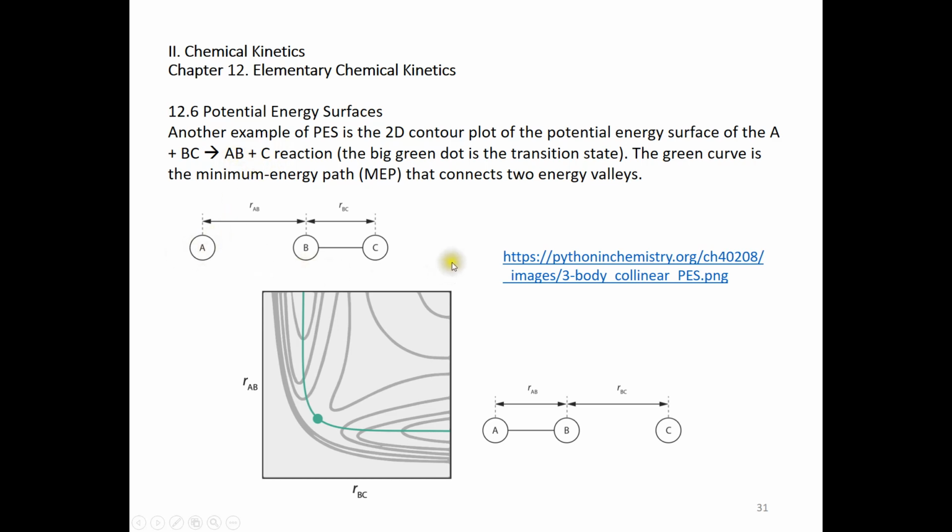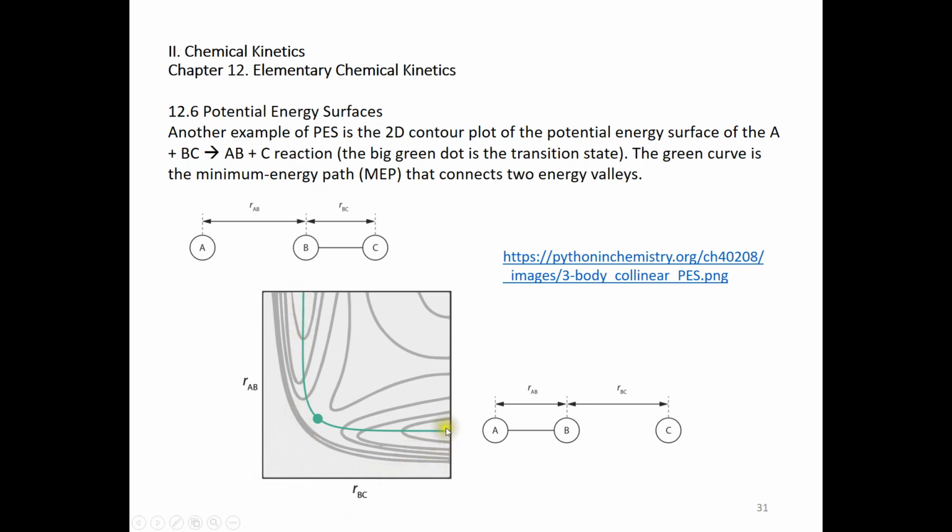So now let's look at a graph over here. This is a two-dimensional contour plot of the potential energy surface. So I want to look at this green dot over here. This is actually the transition state for this chemical reaction. In this transition state, we have a partially formed AB bond and a partially broken BC bond. So this is over here, and right here, you can see we have a smaller BC bond distance, right? So this is the bond distance of BC. We have a smaller BC bond distance.